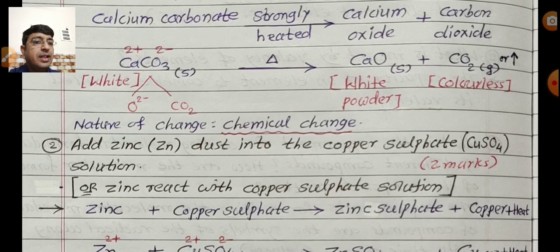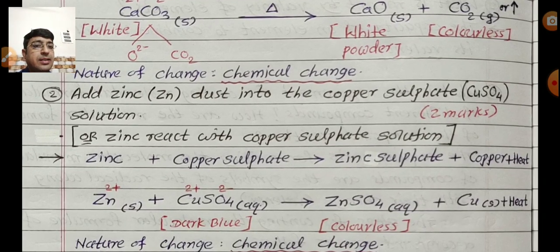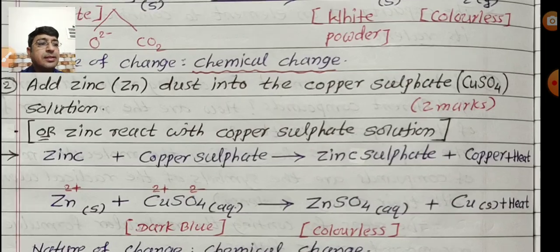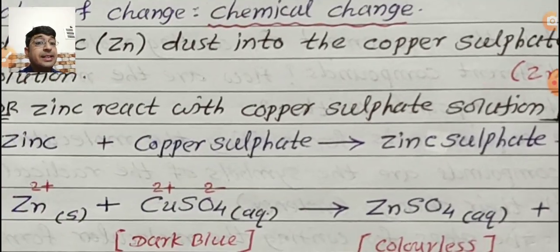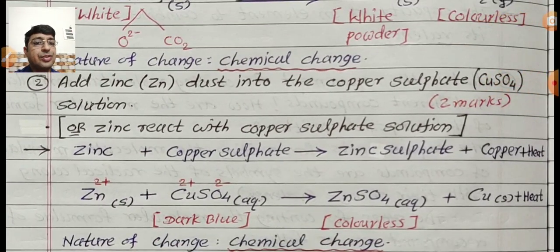Second activity: add zinc (Zn) dust into copper sulfate (CuSO4) solution. A 2 marks question is asked in the exam this way. Zinc reacts with copper sulfate solution. So we write the 2-step word equation and then the molecular formulae. Zinc plus copper sulfate forms zinc sulfate plus copper, plus heat is also released in this reaction.